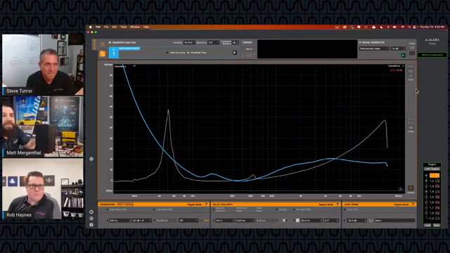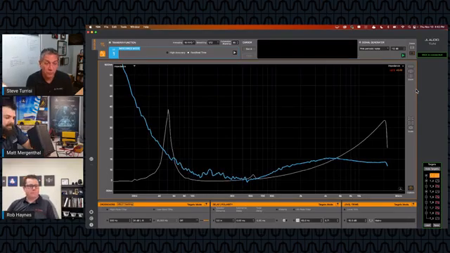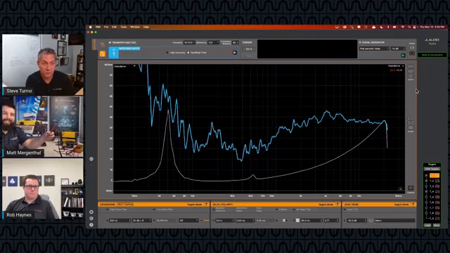Right. But I think what's happening is the passive crossover inside of this enclosure is killing those peaks. It's taking them way down. So there's a lot of things going on through that passive crossover. Well, with passive crossovers, inductors and capacitors and resistors and all the things that you're trying to measure here. So yeah, that'll screw it up a little bit.